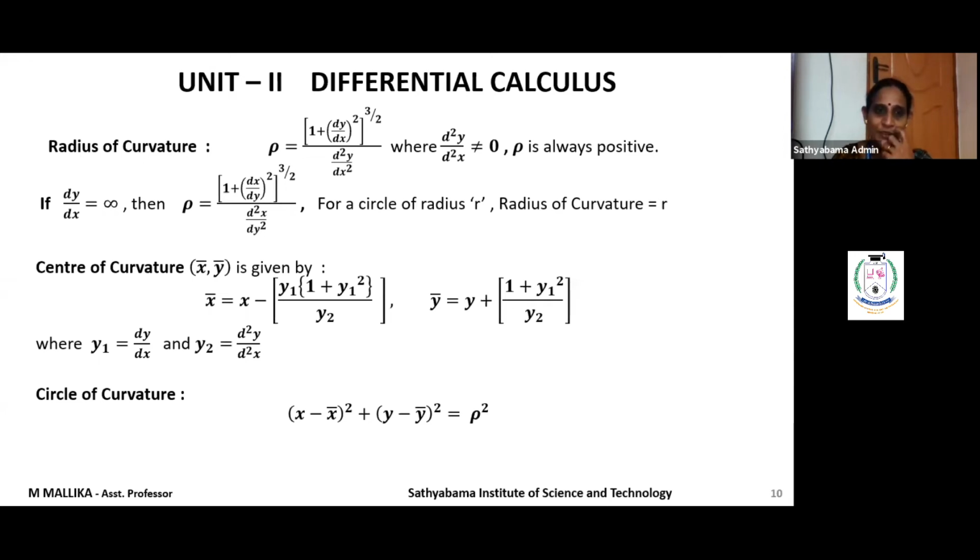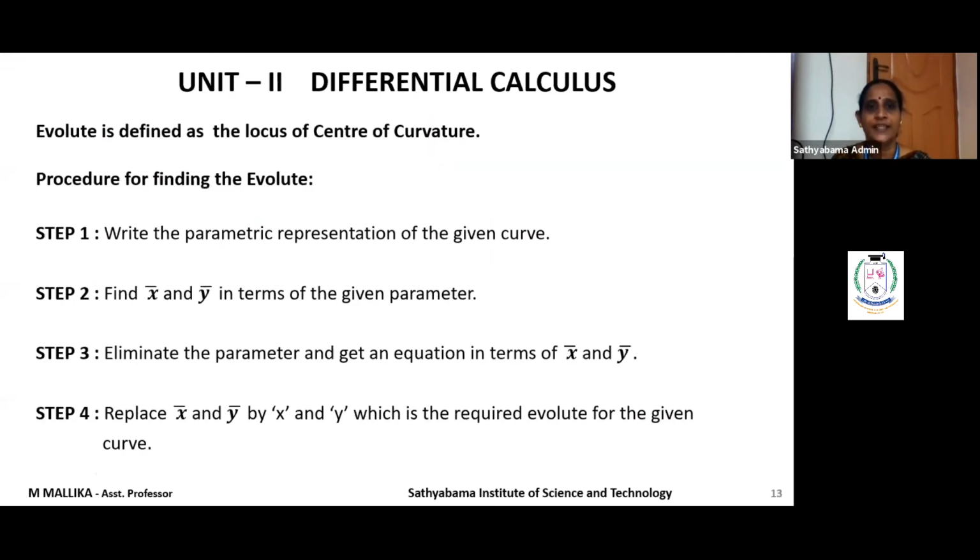For all these three cases, the first derivative and second derivative you have to find out, then use the formula, and you will get the required answers. So next I'll move on to the main topic, which I've already told you, which is nothing but evolute. So what is evolute? Evolute is nothing but the locus of center of curvature. So this is the definition.